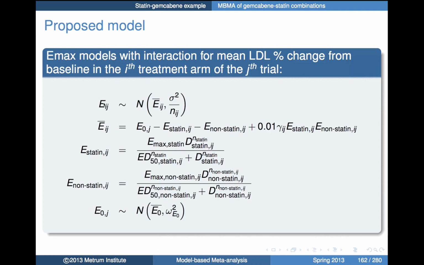So we're going to have a residual variability component here, which is just going to be a simple normal distribution. But keep in mind here, E for this problem is going to be a sample mean LDL percent change from baseline. I and J here I've used to indicate I is indicating the treatment and J the trial.